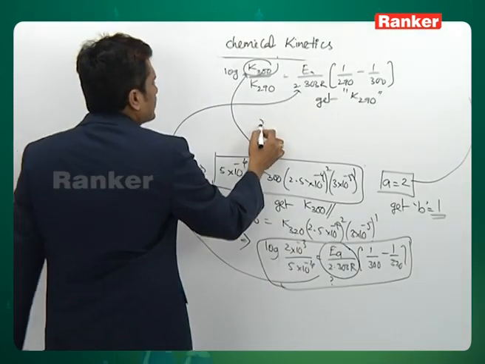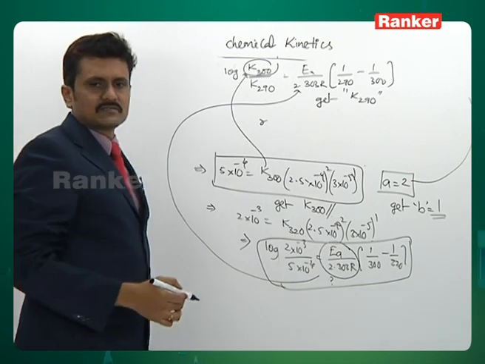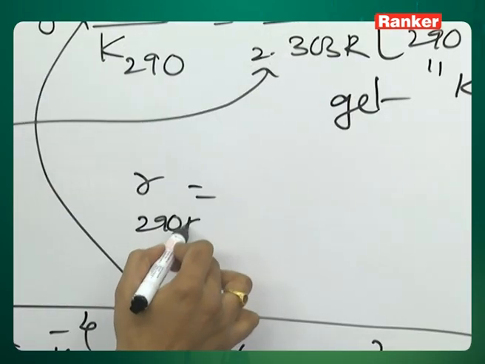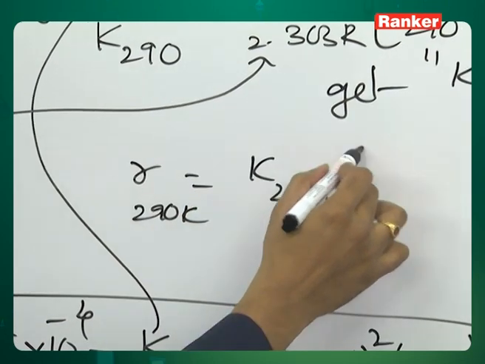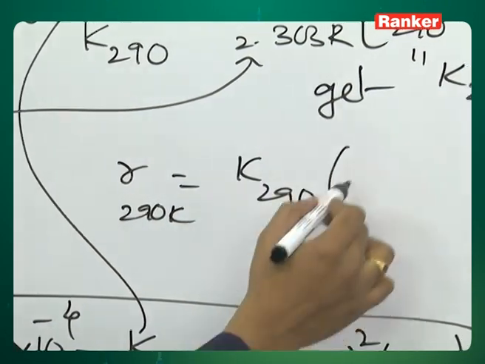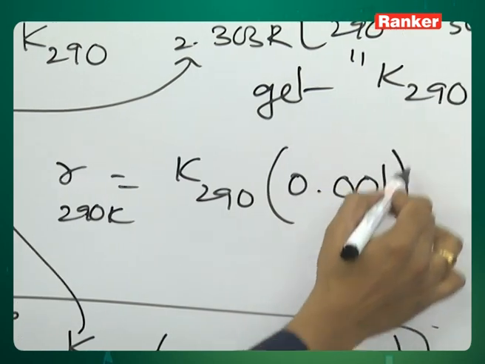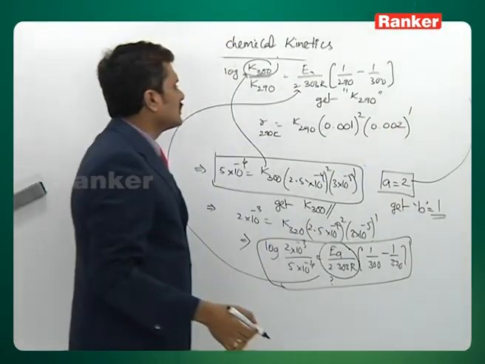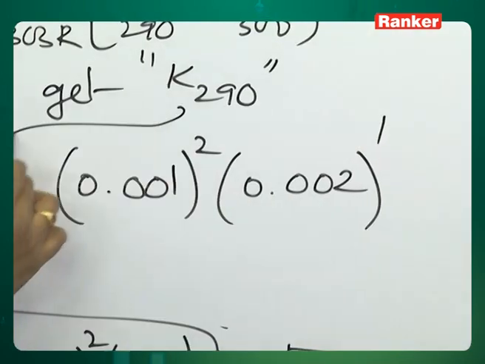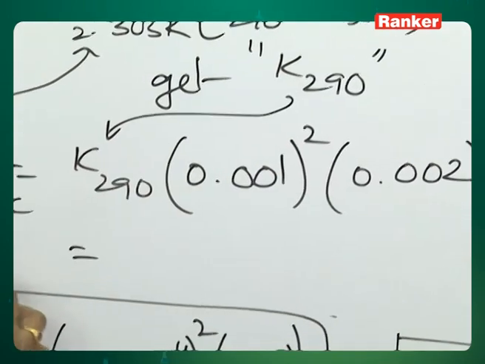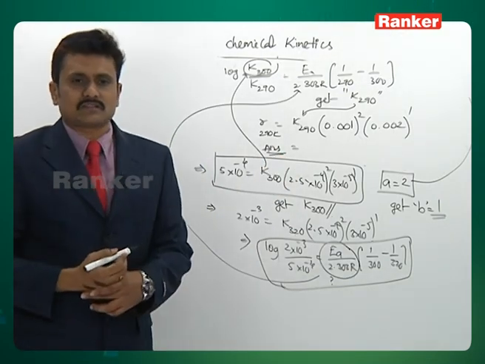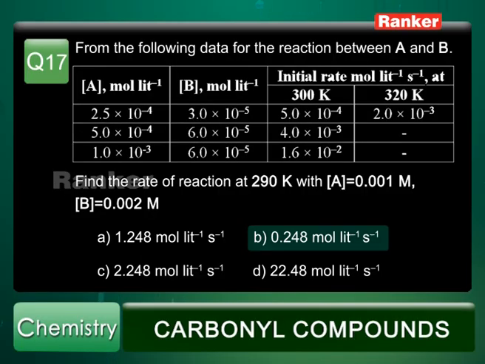So finally the rate of the reaction which has been asked to you is equal to K at 290 Kelvin into concentration of A 0.001 whole square and concentration of B 0.002 whole power 1. That means by substituting K at 290, you will be getting the rate at 290 Kelvin as 0.248 mole per liter second inverse.